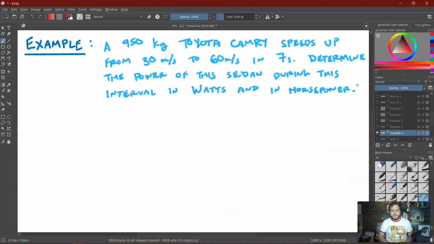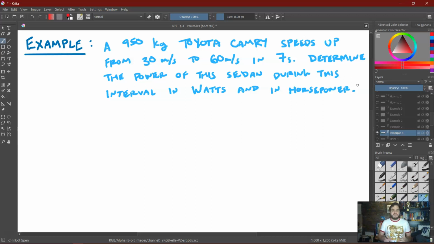So let's look at an example. Let's say we have a 950 kilogram Toyota Camry that is speeding up from 30 meters per second to 60 meters per second in 7 seconds. And we want to determine the power of this sedan during this interval in both watts and in horsepower.